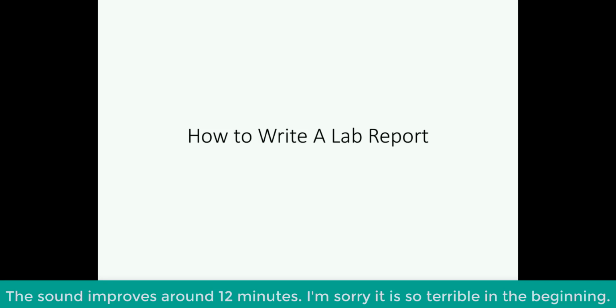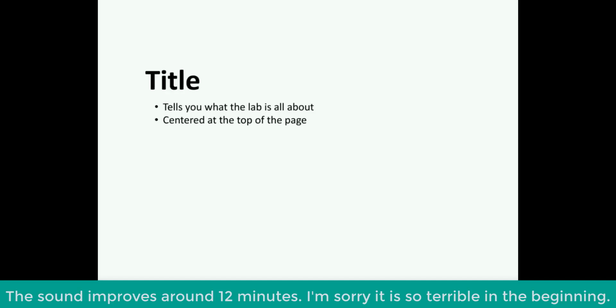Let's get started talking about a lab report. How do we write a lab report? A lab report has different sections, and we'll talk about each section. The title of the lab report is going to tell you what it is all about. Your lab report is not titled "lab report."